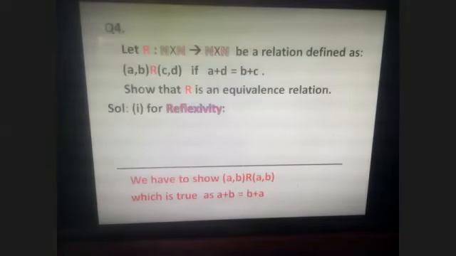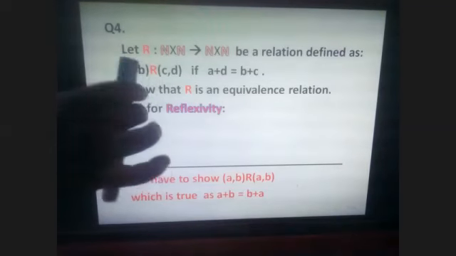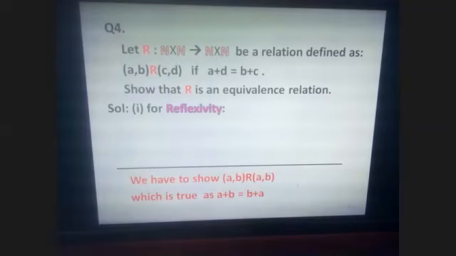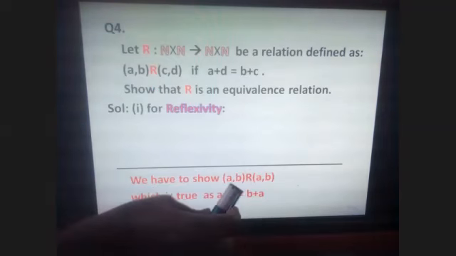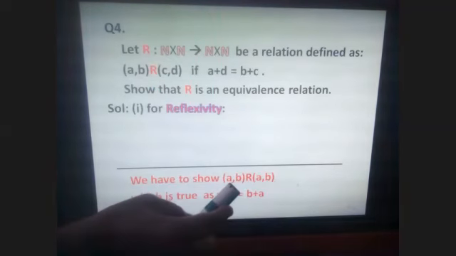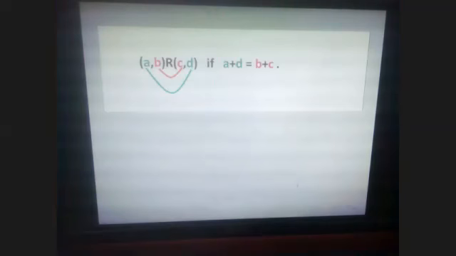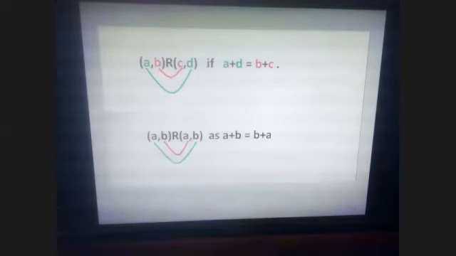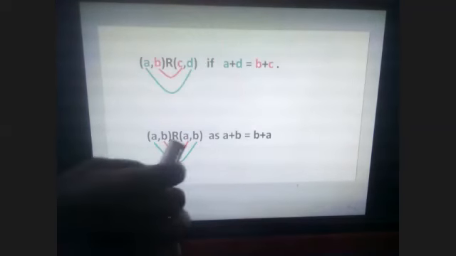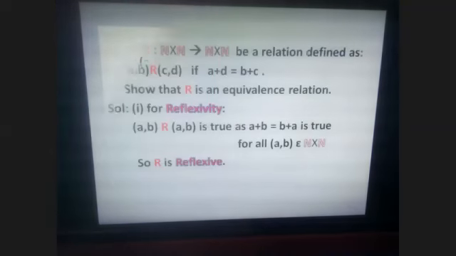We go for it. To show it is reflexive, you have to show (A, B) related to (A, B). If it is reflexive, then (A, B) must be related to (A, B). That is true. The sum of far ones, A plus B, and the sum of the middle ones, B plus A, both are the same. So reflexivity is obvious. Look at the sum of far ones, A plus B, and B plus A must be equal. For (A, B) related to (A, B), the sum of far ones A plus B and B plus A are equal. That means it will be reflexive.